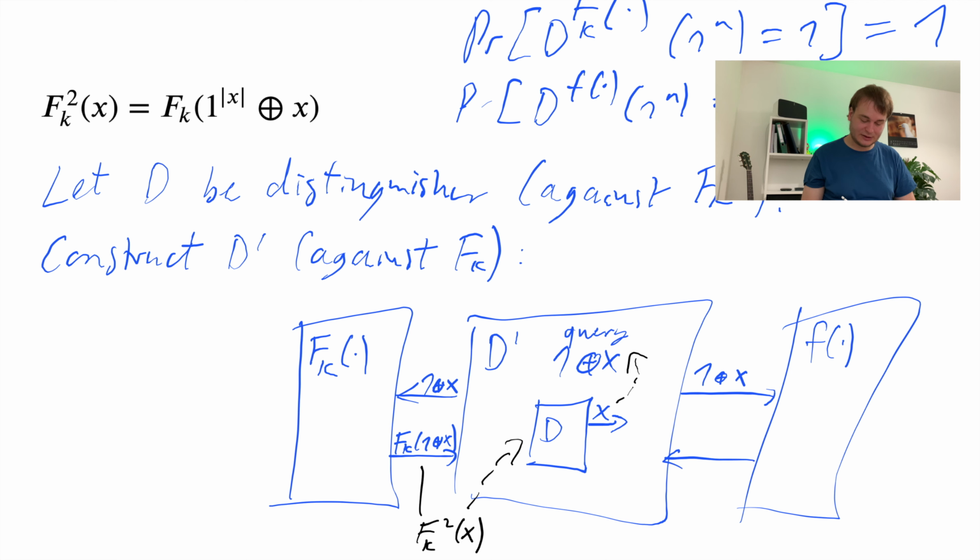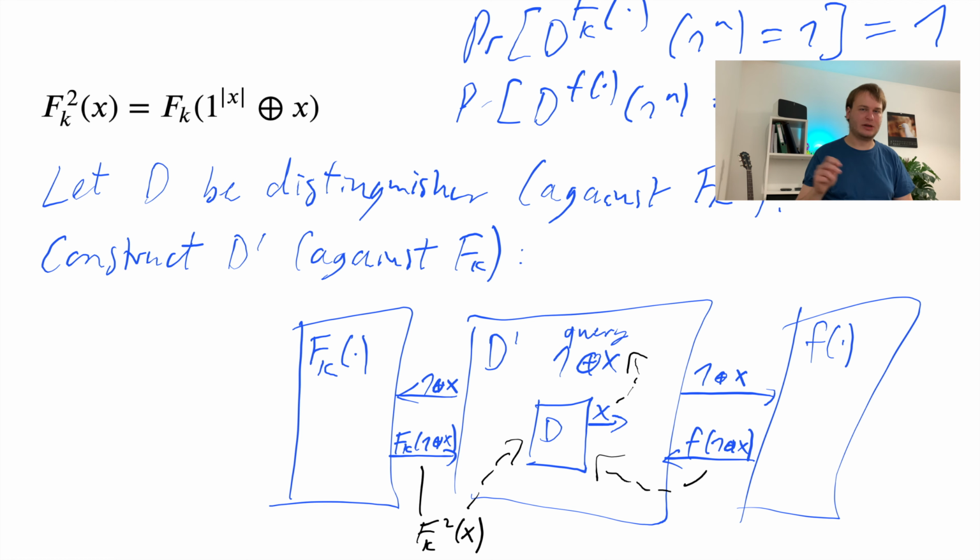And the result that it will get is just f of 1 XOR x. And then you would give that value back to d. And now the hope is that if d prime is in the world where it talks to a properly random function, then also for d, for the inner d, it will look like it will also talk to a properly random function. Why is this?